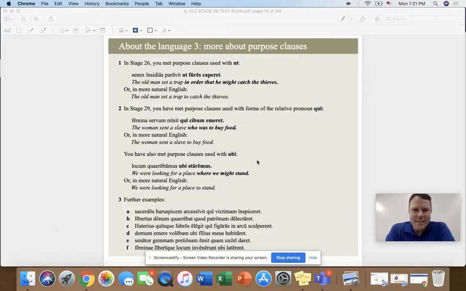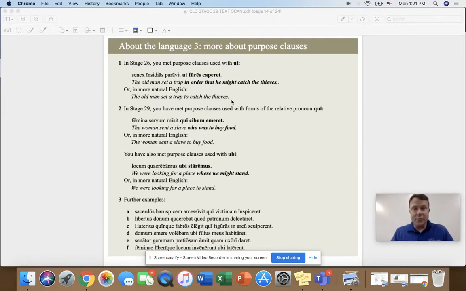One of the lessons in stage 29 is an addendum to purpose clauses. Now, it's an About the Language 3, and that's because this really is kind of a footnote almost. Okay. Now, you guys know purpose clauses. You've shown me again and again that you know purpose clauses really well.